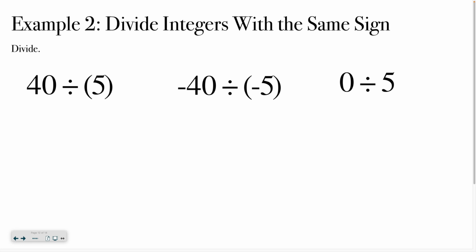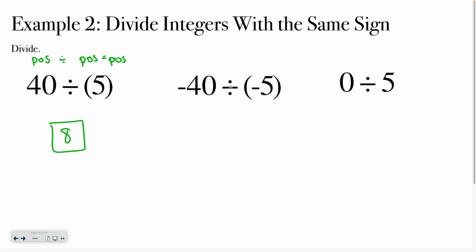You'll see we have a lot of the same numbers happening here. So let's talk through each one. Here I have 40 divided by 5. So I have a positive divided by a positive. That tells me my answer is going to be positive. And 40 divided by 5 is 8.